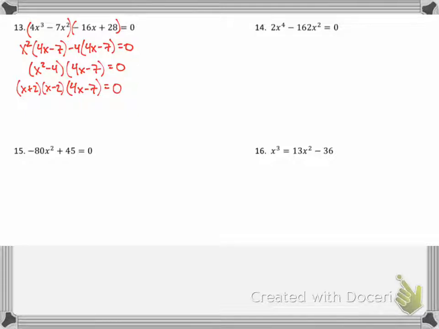Now that I factored it completely, now I can go ahead and solve. So I'll get 3 different answers here. I'll get negative 2 after I set the first factor equal to 0. Second factor, I'll get x equals 2.